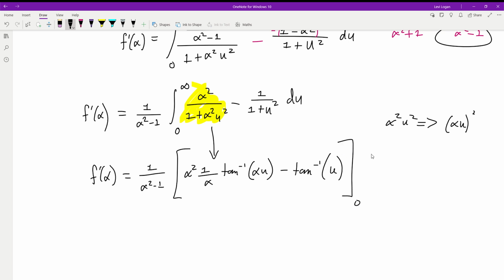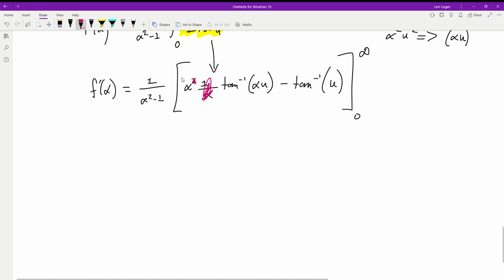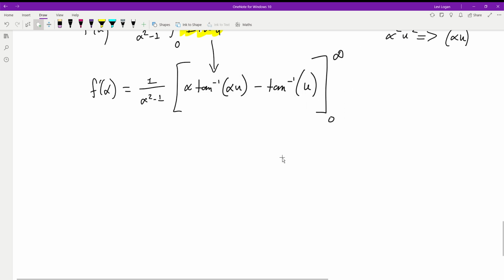And our bounds are 0 and infinity. Okay, we're almost there. We can simplify that. That's going to be alpha and that's going to be gone. So what we're going to have is pretty much, instead of there, we'll just have an alpha tan inverse of all that. So I'll bring that closer together real quick. There we go. Alright, so now we're going to substitute our bounds in.